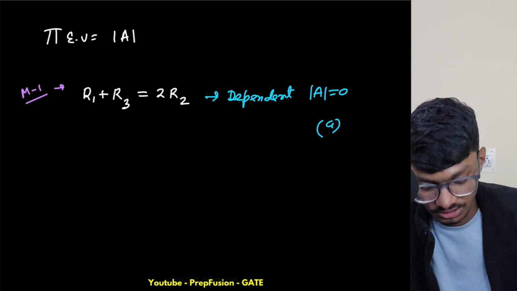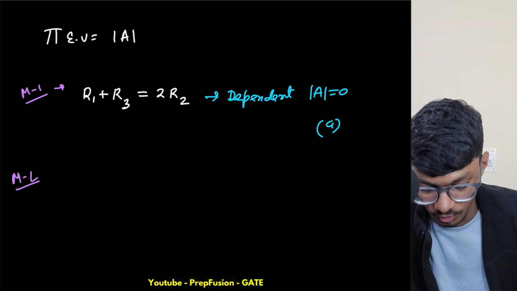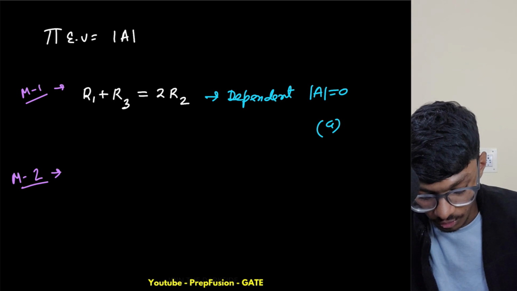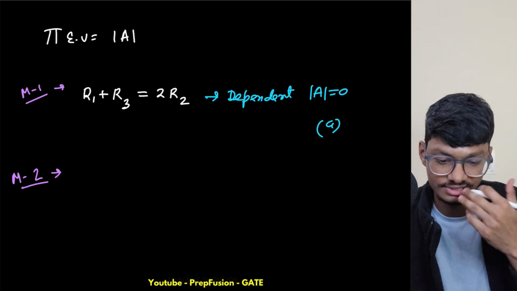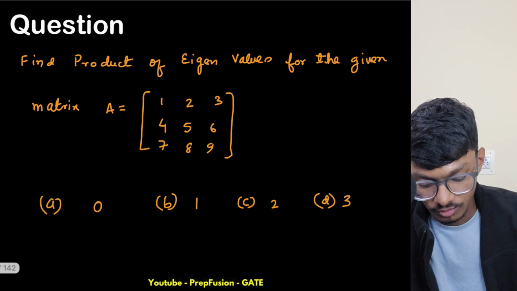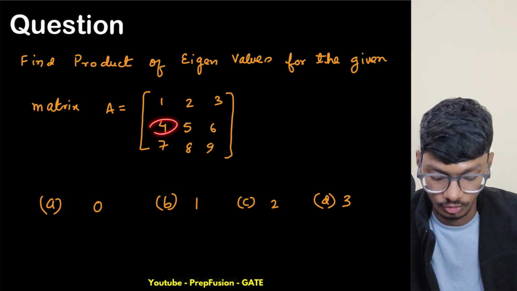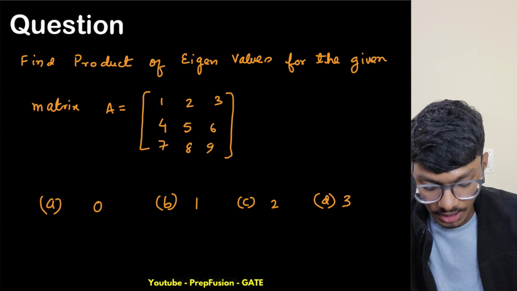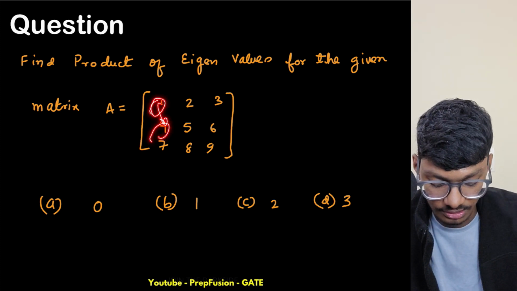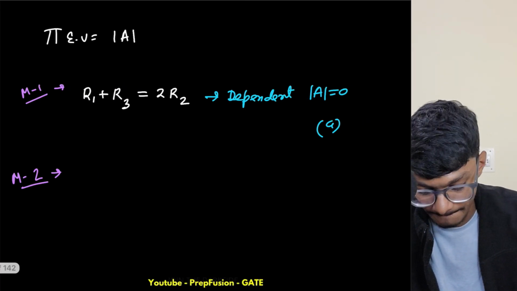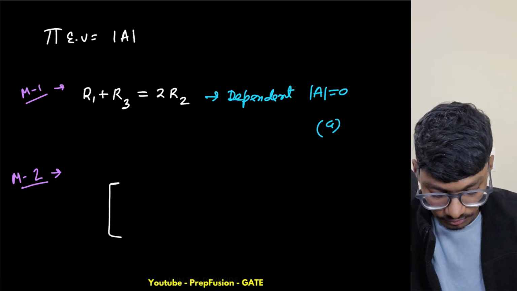Okay, now what is method 2? If you couldn't find any relation, if you couldn't just see the relation, then you try to make zeros. You have 1 here, right? So you try to make zeros with these rows. Okay, how do you do that? You multiply 4 with this, then subtract. You multiply 7 with this, then subtract.